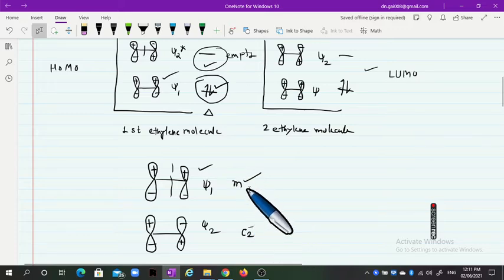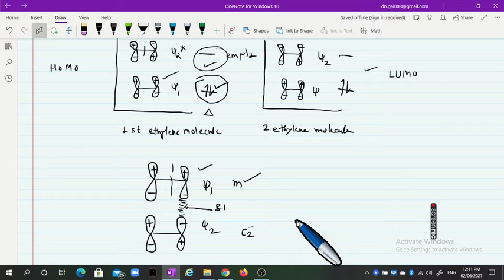Okay, but these two symmetries do not match. Therefore, if such symmetry does not match, then such a reaction is not possible. When we try to join these, for the first, negative with negative joins, the bonding molecular orbital is possible, but in this case there is no bonding, that is, anti-bonding molecular orbitals.